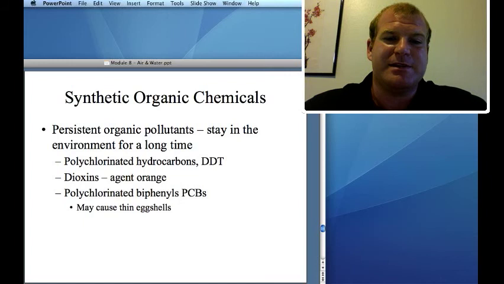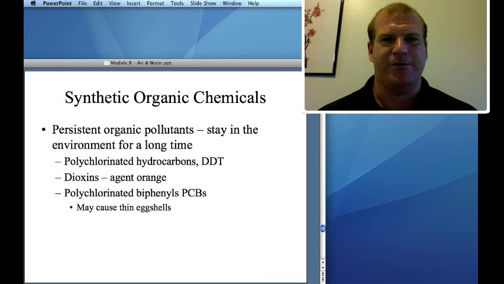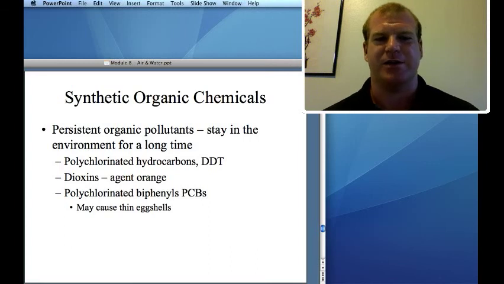Some of these are persistent, meaning they stay around for a long time. Some of these are polychlorinated hydrocarbons like DDT, dioxin. So Agent Orange, the herbicide used in the Vietnam War, had some dioxins in it. So if you ever wonder why it's called Agent Orange, the Viet Cong would hide in the jungle. So we decided to get rid of the jungle for them, and we would dump Agent Orange on the jungle. It turned the leaves orange and they fell. So that's why it's called Agent Orange.